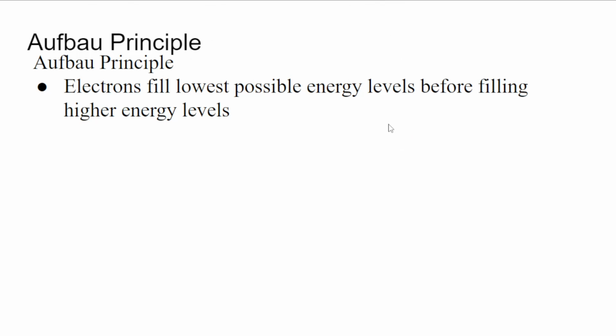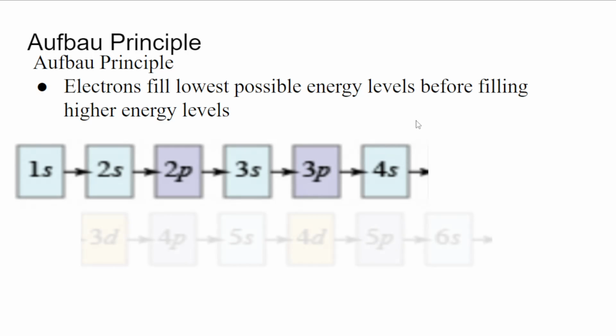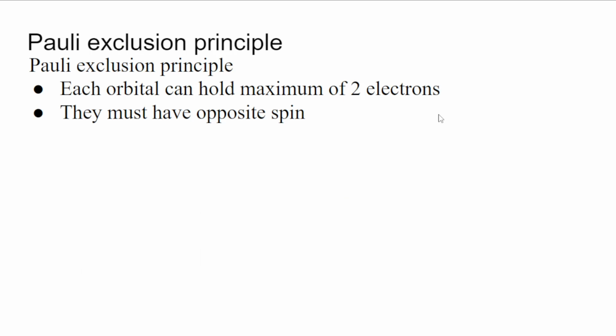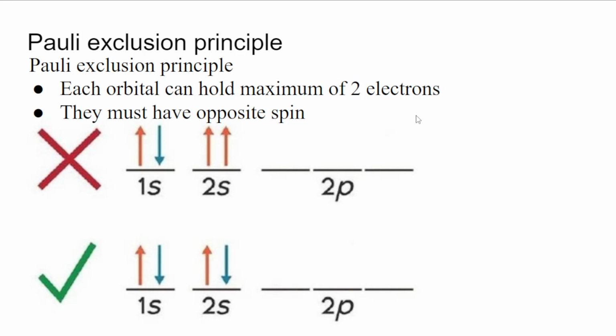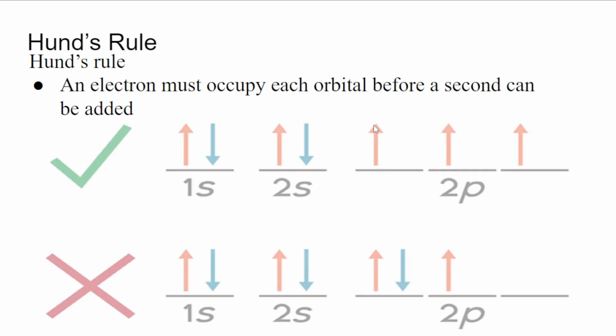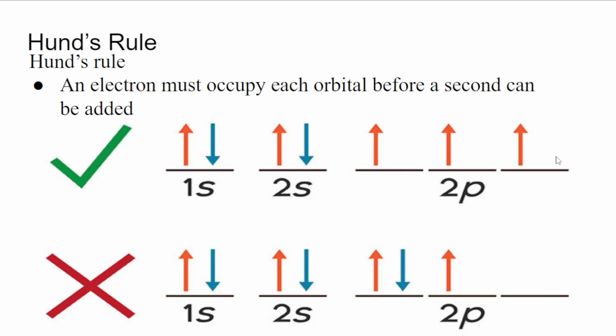A couple things to remember: the Aufbau principle. Electrons will fill the lowest energy levels before the highest energy levels. So this is the order that you would fill your energy levels. It just follows the periodic table. You have the Pauli exclusion principle, which states that each orbital can hold a maximum of 2 electrons and they have opposite spin. So if you wrote the orbital diagram, instead of having 2 in this energy level facing the same direction, you need to have 1 up, 1 down. Then you have Hund's rule. Electrons must occupy each orbital before a second can be added. So we have to put 1 in each of these p's before we can double up in any of those p's.